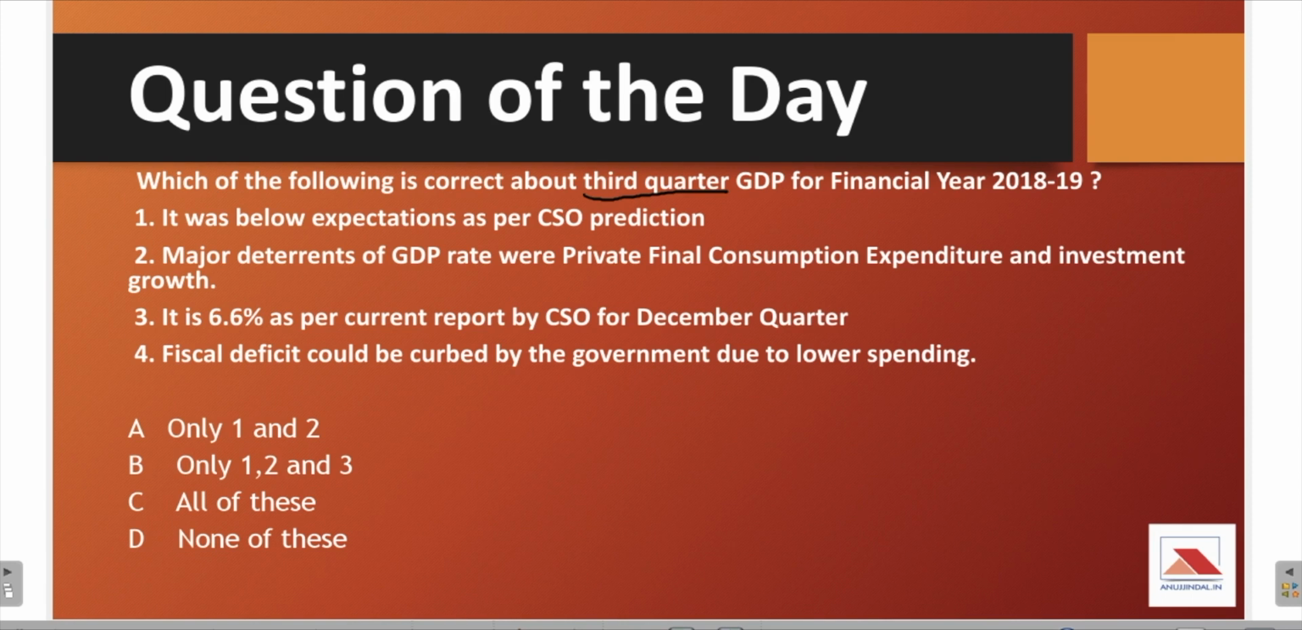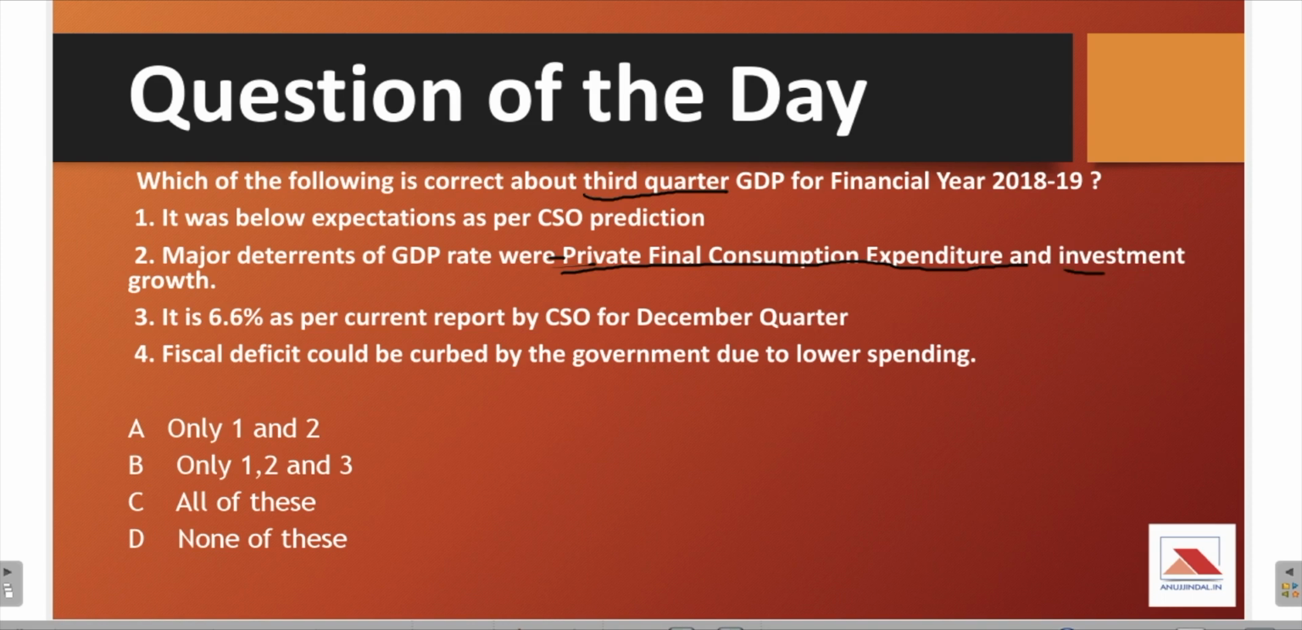Second, major deterrents of GDP rate were private final consumption expenditure. Those of our viewers who want to know what this basically means, don't worry. I am going to explain the proper definition. For now, we can just say that it is something related to consumption. Private final is basically a person's or a normal household's consumption, and second was investment growth.